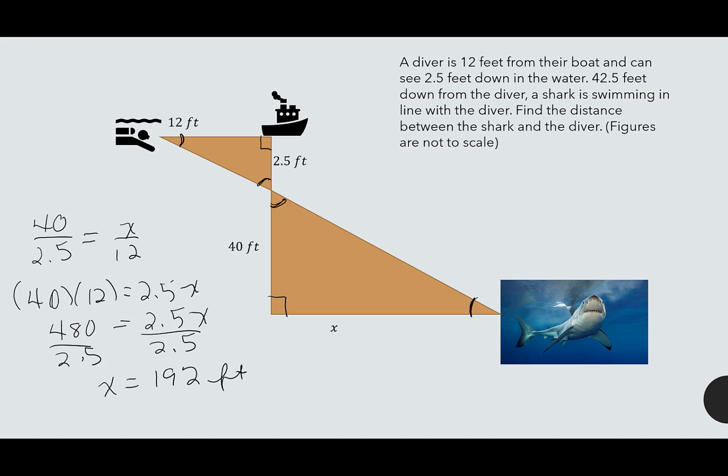Again, if you're a shark expert and you know anything about how far they can see, I wasn't trying to be accurate on that part. I was just trying to give us a scenario that would be fun to look at similar triangles.